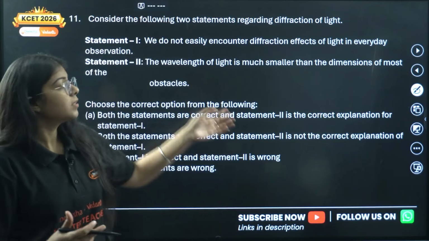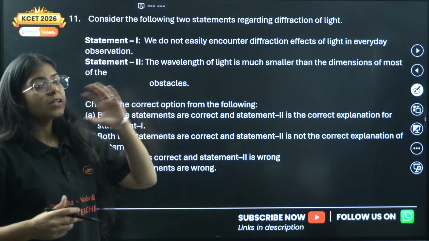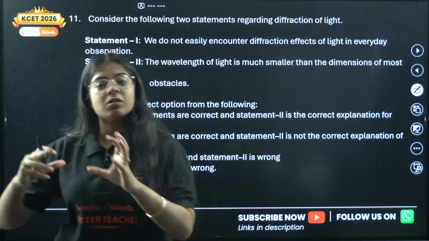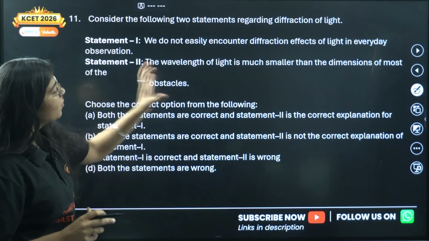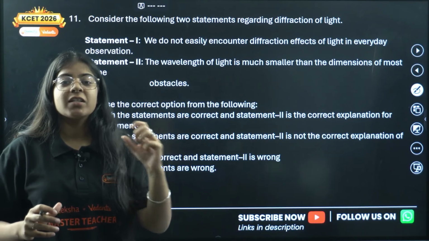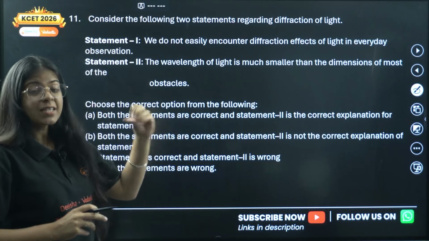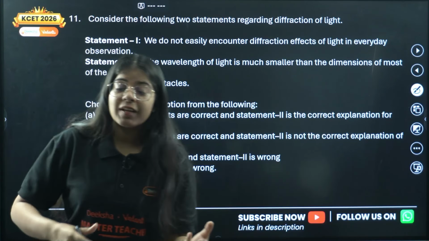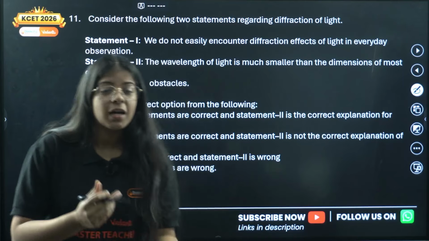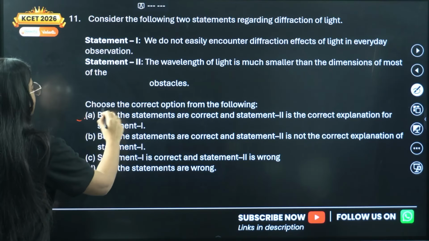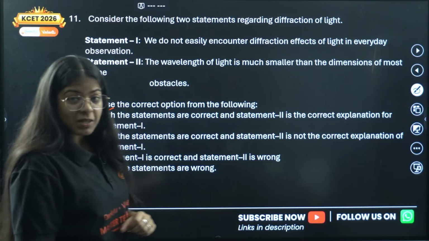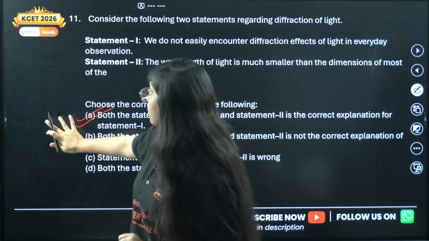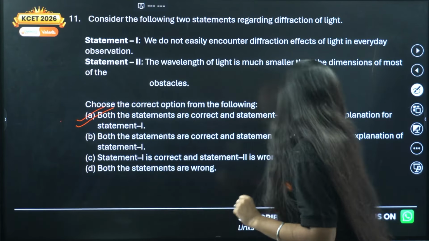Why? Because the reason is exactly correct. Because there are certain particles, dust particles, everything in our atmosphere. The dimensions of those particles are not comparable to the wavelength of light. These are much larger. The wavelength of light is much smaller. And we know diffraction only happens if the wavelength of light and the size of the obstacles are comparable. So in this case, the explanation is true. Both of these statements are correct, and statement 2 is the correct reason for statement 1.